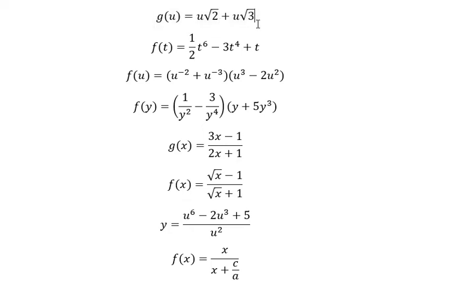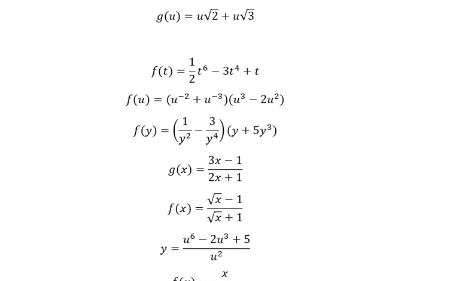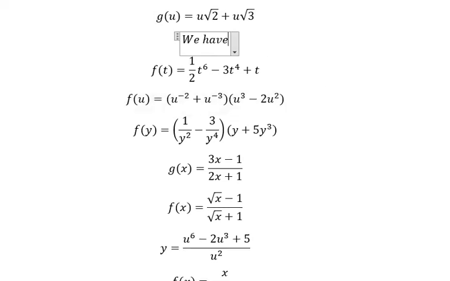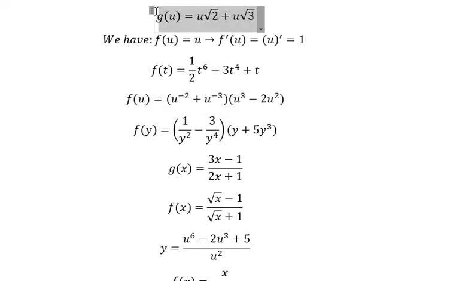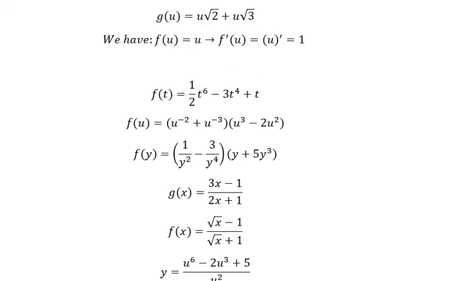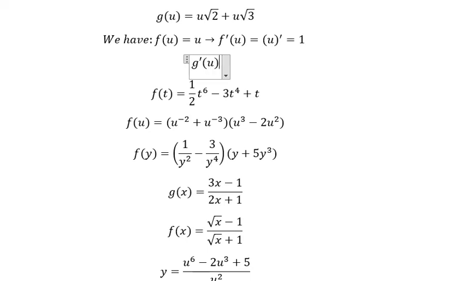Question number 1. We see that we have u. We know the formula of this one. So if we do first derivative of u in here, first derivative of u, that's about number 1. So in this situation, if we do first derivative of this one, we will do first derivative of u.